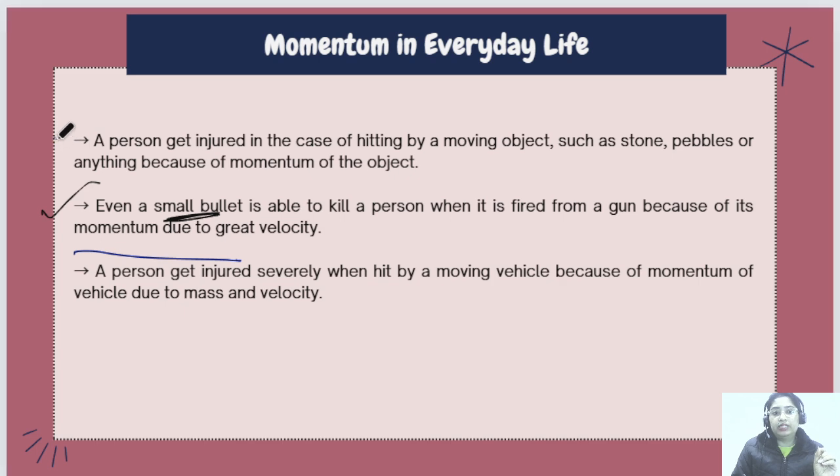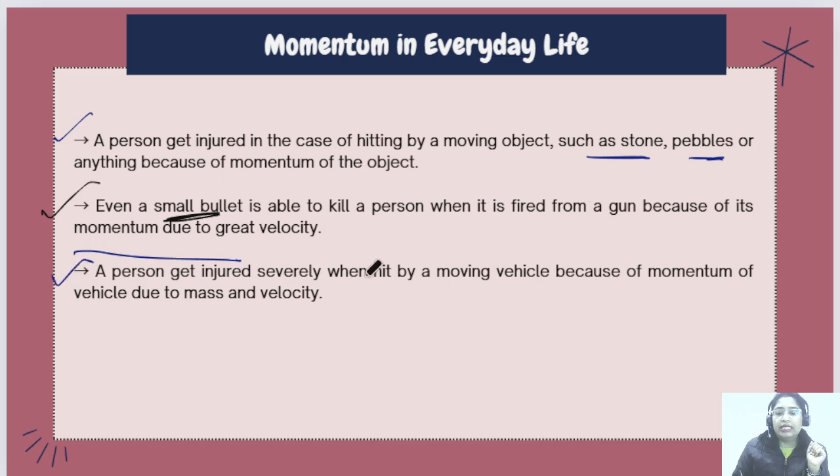Another example we can take: a person gets injured when hit by an object such as a stone, pebbles or anything, because it has more momentum. Someone throwing a stone at you, it has more momentum, that's why it hurts you more. But if someone is just throwing a notebook at you, like kids do in school, your friends also used to do, hit you with a notebook or book, right? It doesn't hurt so much because it has less momentum.